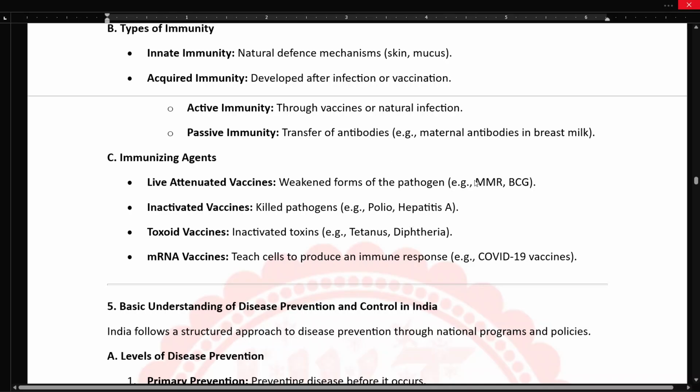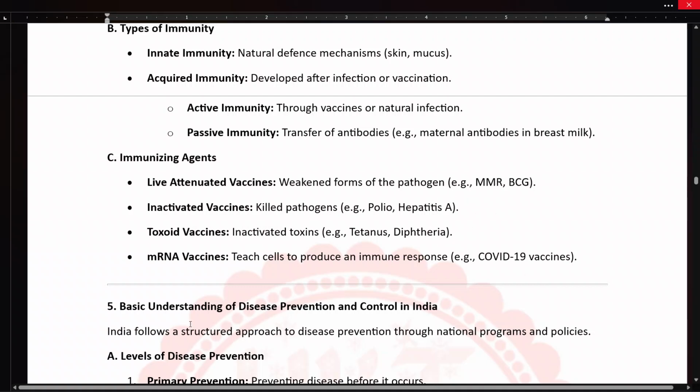So here, MMR means measles, mumps, and rubella. Yes, measles, mumps, rubella. Okay, so you can also find out more examples.